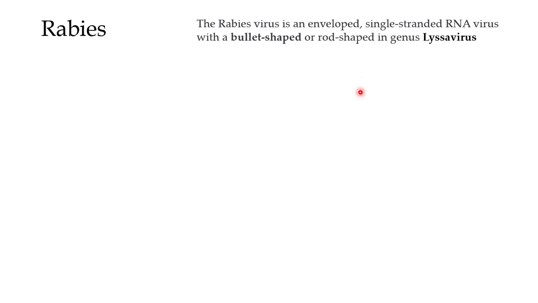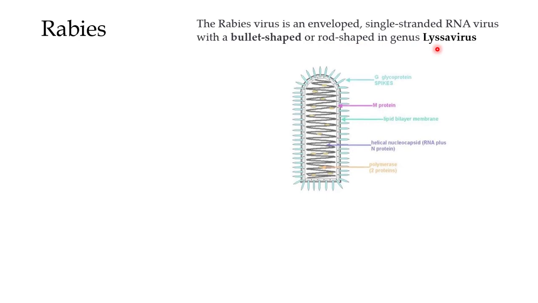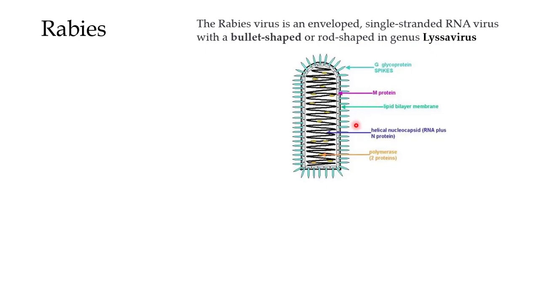Another important disease that you can treat with the anti-serum is known as rabies. Now this rabies is caused by a virus known as the rabies virus, and this rabies virus is an enveloped single-stranded RNA virus with a bullet shape or rod shape, and this belongs to the genus Lyssavirus. Now this is the structure of the rabies virus. I am not going into the detail of the structure of the rabies virus because this is not the scope of this video, as I am focusing on the importance of the anti-serum.